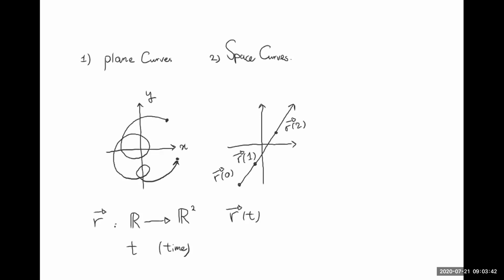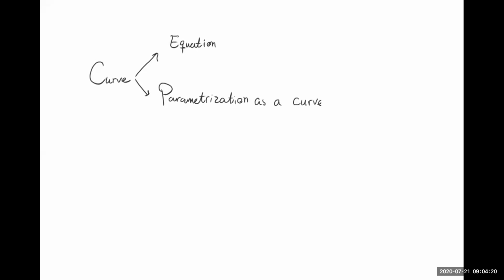The first thing we need to understand is the difference between an equation and a parametrization of a curve. So when we have a curve, we might describe it with an equation, or we might parameterize it as a curve. Let's see the difference.